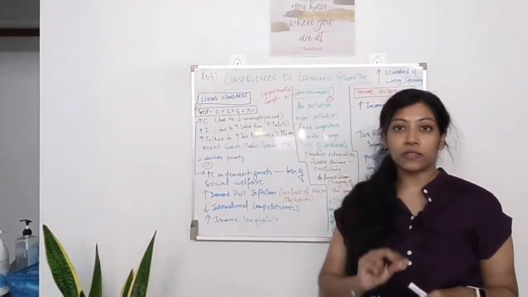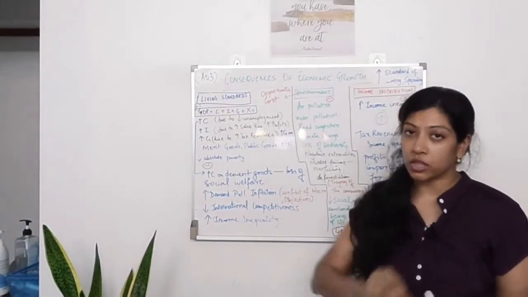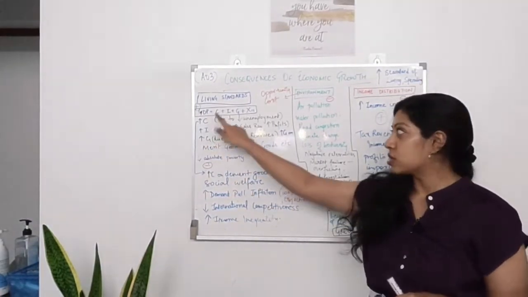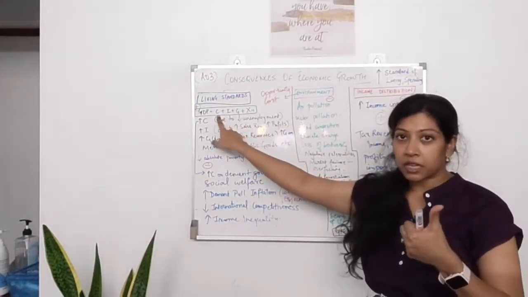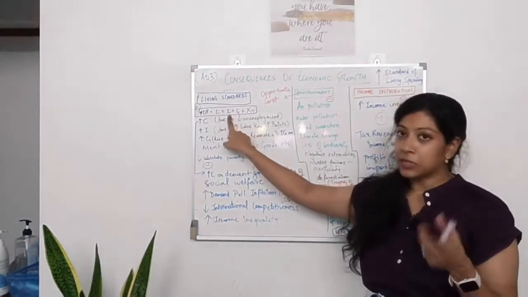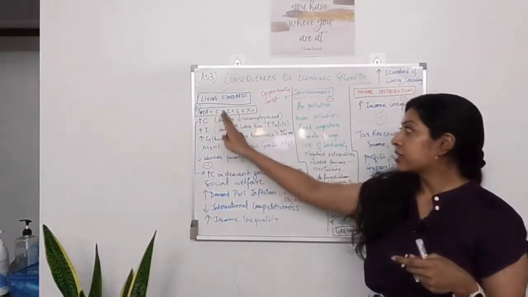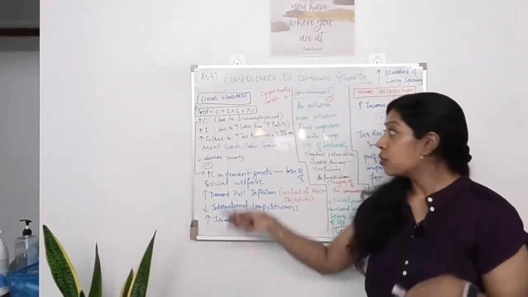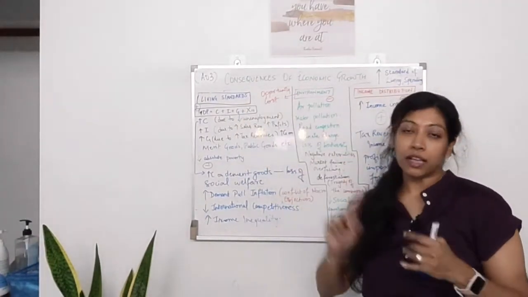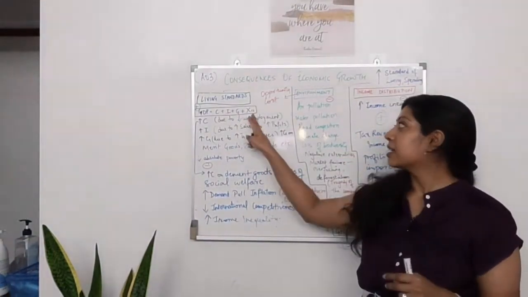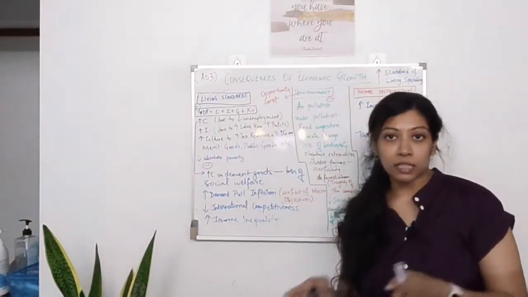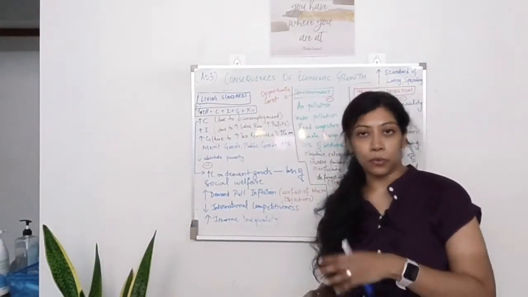Now, a good way to look at this is to go back to the equation of GDP, which is C, consumption spending, plus I, investment spending, which is what firms do. Consumption spending is what consumers do. G stands for government spending, what governments do, and XN stands for net exports, which is exports minus imports.